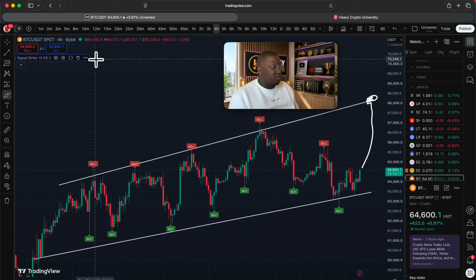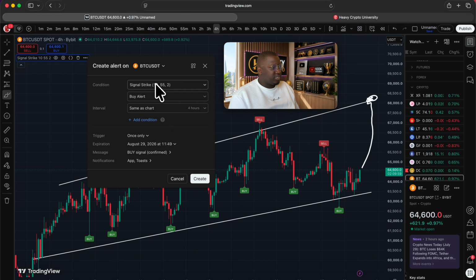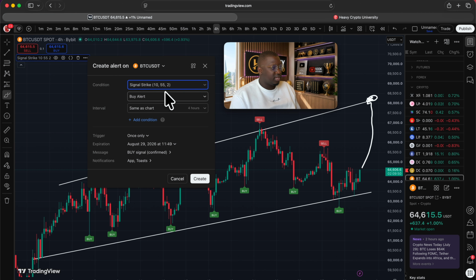So what I do is I go to Signal Strike and click where it says add alert right here. It's going to pop up and you're going to see your Signal Strike indicator right there. If you have other indicators, they're also going to show up right here, but let's start with Signal Strike. Right here you have to choose the kind of alert you want to get. Is it a buy signal or a sell signal?